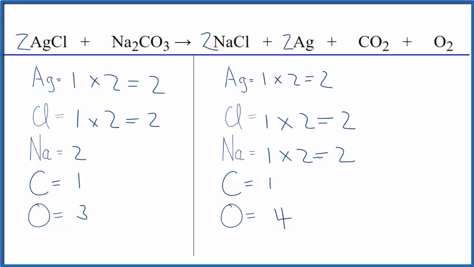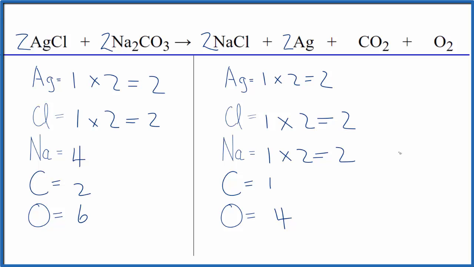Everything is balanced except the oxygens. And I only have 3 oxygens here. I have 4. So I've got to get more oxygens. And the only way really to do that is put a 2 in front of the sodium carbonate. So now I need to update the oxygen, carbon, and sodium. Since this 2 goes to everything here in this compound, I have 3 times 2, 6 oxygens, 1 times 2, 2 carbons, and 2 times 2, 4 sodium atoms.